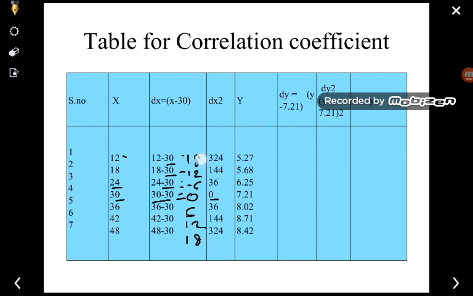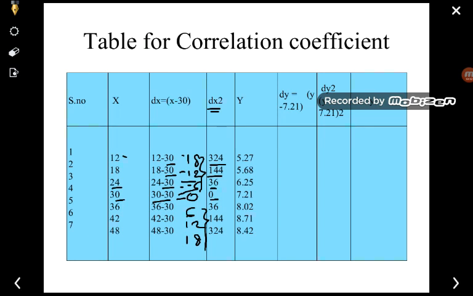So first we add all these values. Next, we don't just add these things, but we have to find the square of all of them. So minus 18 squared is 324. Minus 12 squared gives you 144. Minus 6 squared is 36, and 0 remains 0 itself. 6 squared is 36, 12 squared is 144, and 18 squared is 324.